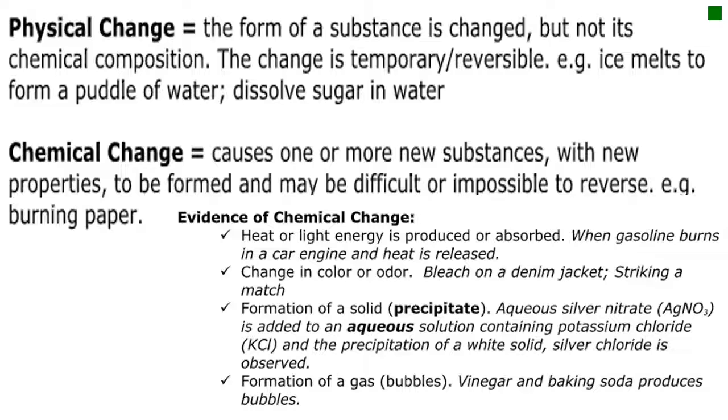It is still H2O. On the other hand, a chemical change causes one or more new substances, and the properties of this new substance are entirely different than the original substances that we had. A good rule of thumb is you can tell that it's a chemical change because if you want to reverse it, it's very hard to do. Like burning paper, this is a great example. If you burn paper, good luck trying to get it back to its normal state.